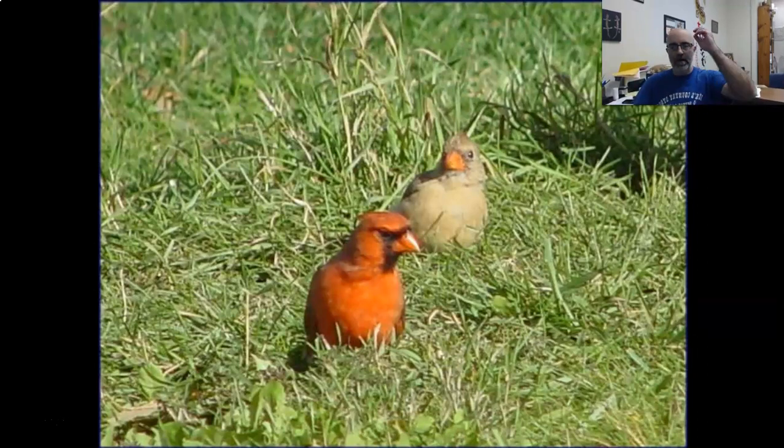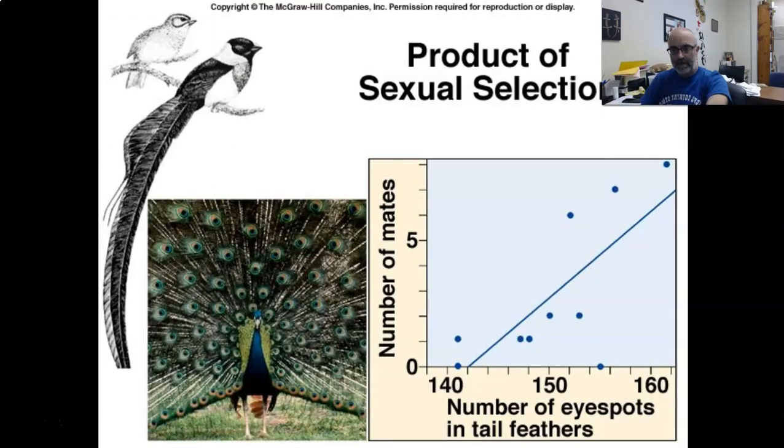Here's a male northern cardinal and a female checking out his courtship dance. She's seeing if he's up to snuff and worth her eggs. Classic evidence for sexual selection here.